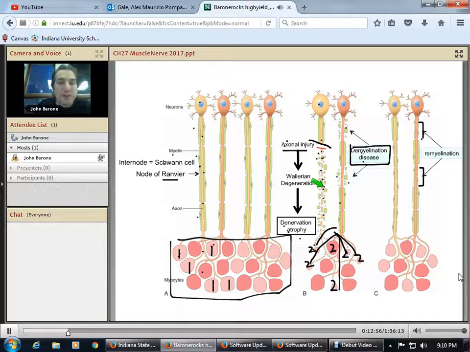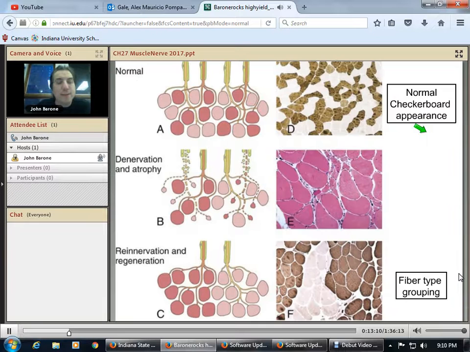Okay, so axonal injury, you kill the axon, downstream dies, you get atrophy, hopefully you get reinnervation. If you have demyelinating diseases, you lose the myelin, you lose function for a while, then it remyelinates, your function goes back, but it's never quite 100%.